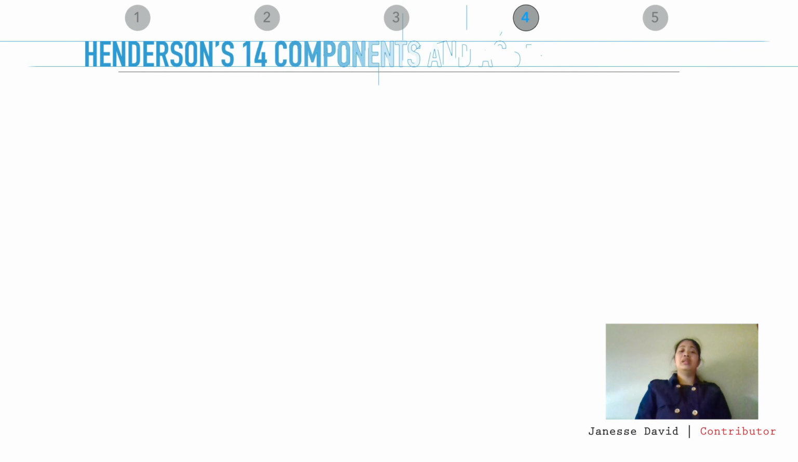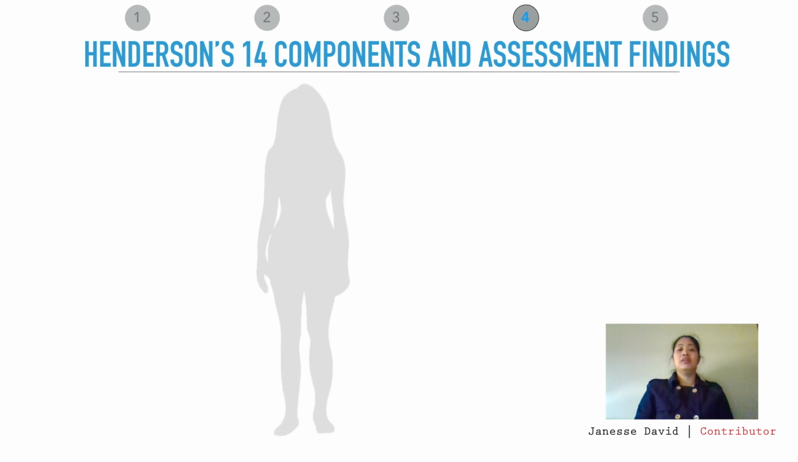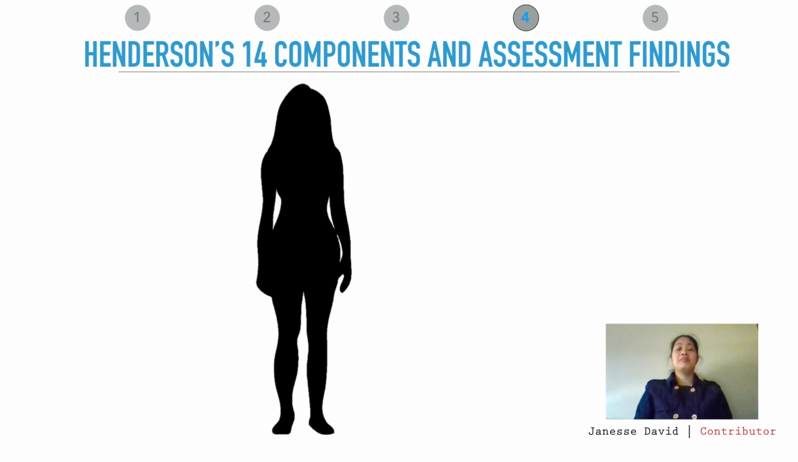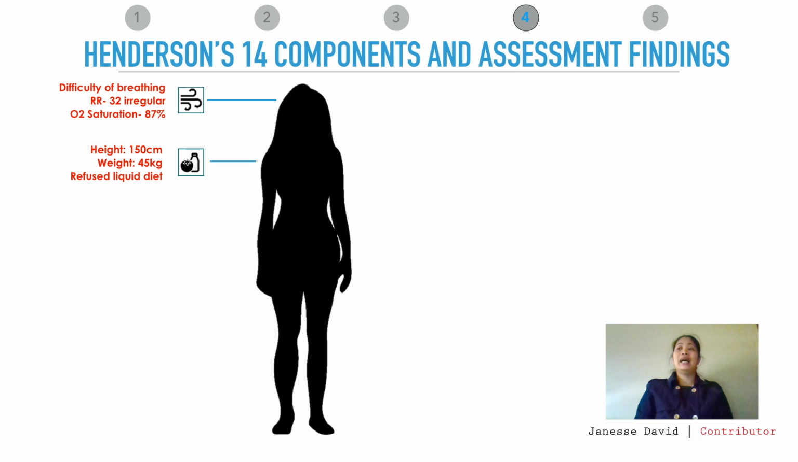Assessment findings correlating with the 14 compartments of Virginia Henderson. Number 1, breathing normally. Assessment findings: experiencing difficulty of breathing, respiratory rate of 32 irregular, and oxygen saturation of 87%. Number 2, eat and drink adequately. Assessment findings: she refused to take any liquid diet or food. Height of 150 centimeters and weight of 45 kilograms.